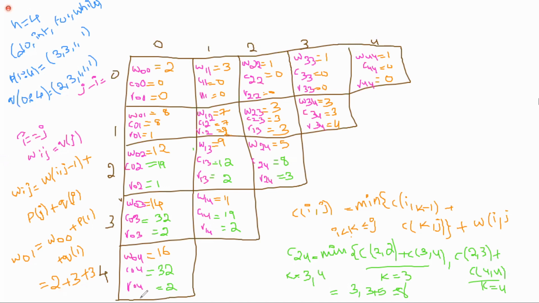Got it? Yes, ma'am. Among them, whichever one is giving the minimum value, you have to consider that here. So you'll get these values. Will you be able to do it? Respond.